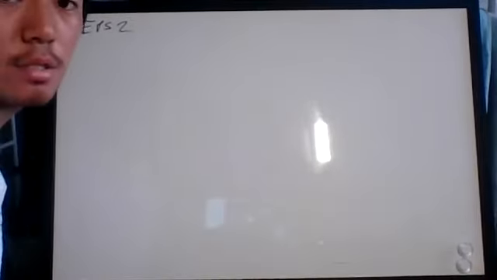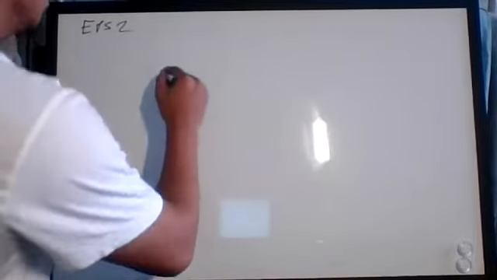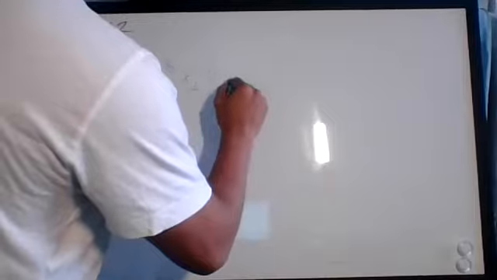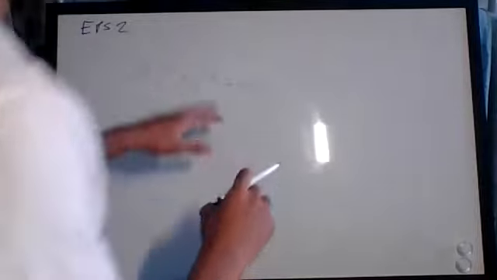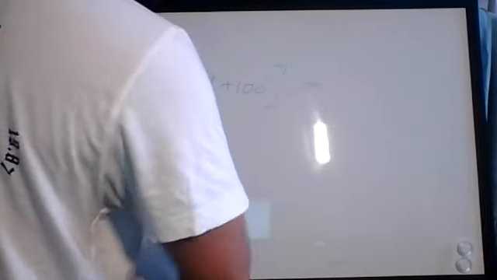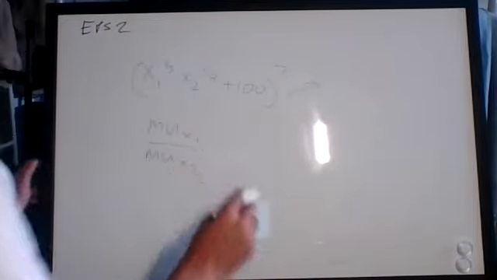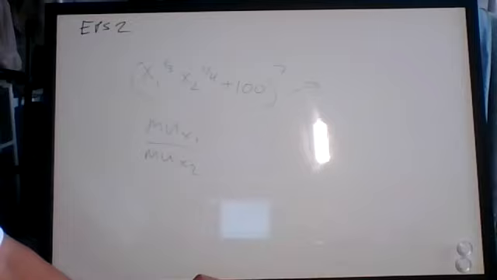So let's look at John. John was given by x1 to the 1/3, x2 to the 1/4, plus 100, raised to the 7. So something like this. We want to find the marginal utility of good 1 over the marginal utility of good 2. Just a disclosure, this will get kind of messy because of the chain rule and stuff, but I'm going to try my best.